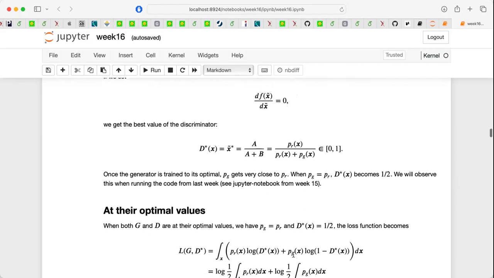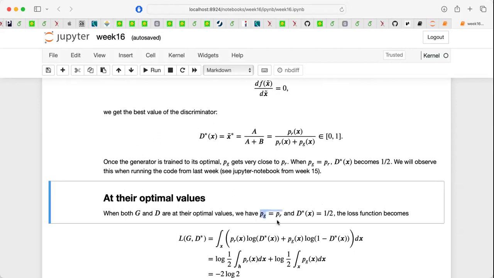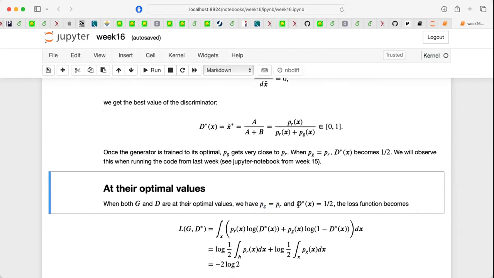So at the optimal values, what happens then? There are several instructive outcomes which we can look at. With both G and D at the optimal values, the probability P of G should be equal to the probability of the real data. That means we have trained this P of G to be equal to the probability distribution which defines the real data. And this D with a star here, which is the optimal value for D, is equal to 1/2.